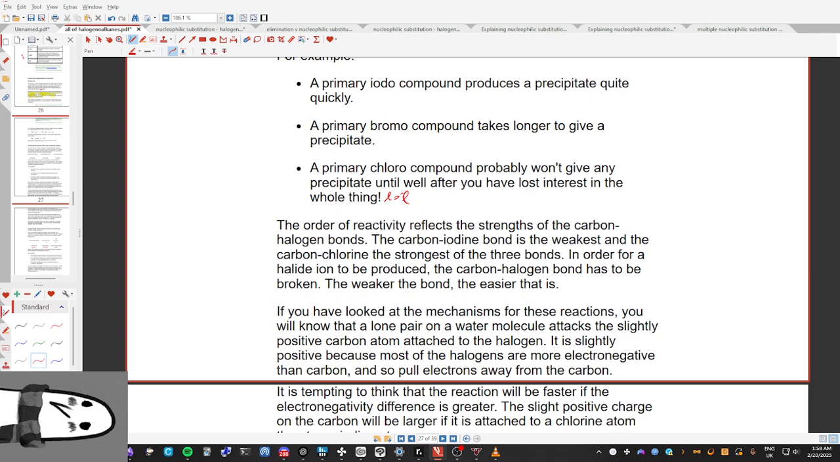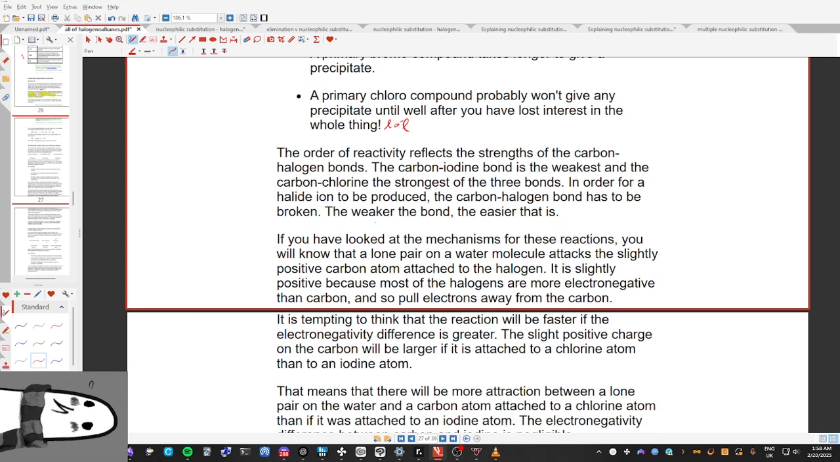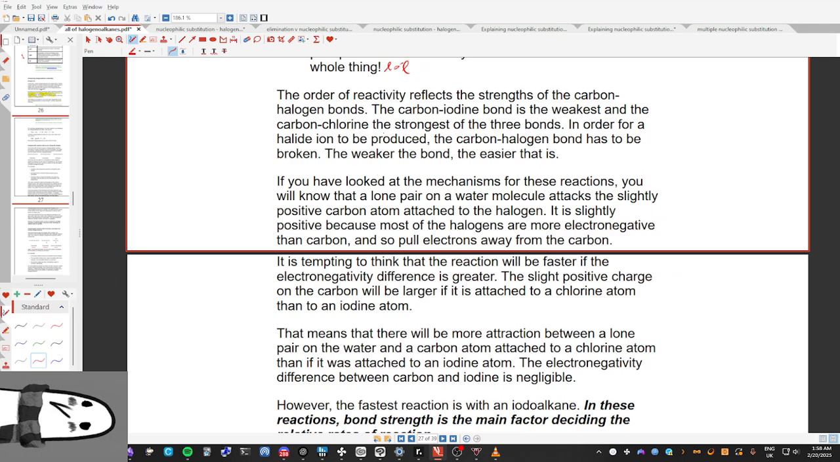That is really funny. The order of reactivity reflects the strength of the carbon-halogen bonds. The carbon-iodine bond is the weakest, and carbon-chlorine is the strongest. And again, carbon-fluorine is so strong that it wouldn't happen. Now, in order for the halide ion to be produced, the carbon-halogen bond has to be broken. The weaker the bond, the easier that is. If you have looked at the mechanisms for these reactions, then you would know that the lone pair on the water attacks the slightly positive carbon attached to the halogen. It is slightly positive because the halogens are more electronegative.